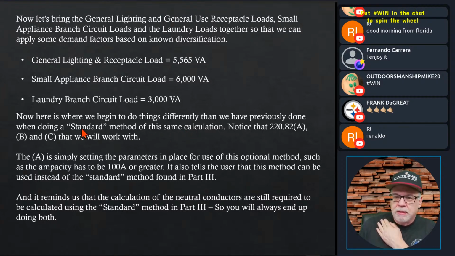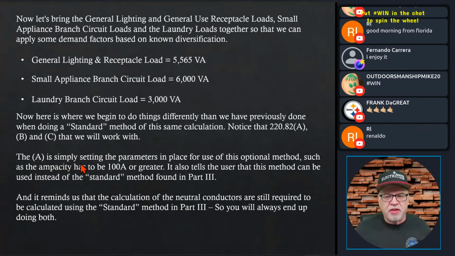All right, so here's where it starts to get different. Now, note that 220.82(A), (B), and (C) is what we'll be working with here with these values. Now, (A) is simply setting the parameters.